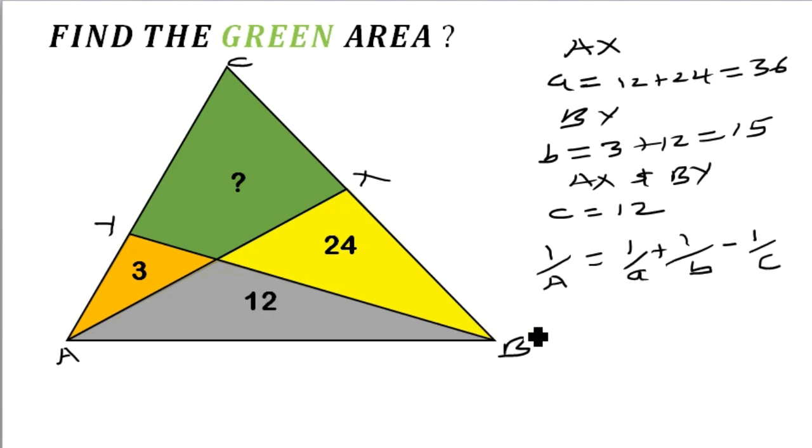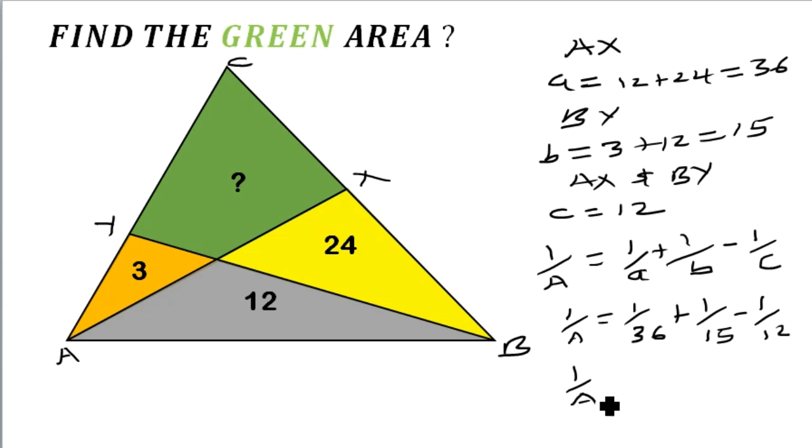which is 1 over C. So if you do the substitution, we have 1 over area is equal to 1 over A, and A we found is 36, plus 1 over B, and B we found to be 15, minus 1 over C, and C we found to be 12. So what do we get? 1 over 36 plus 1 over 15 minus 1 over 12 will give you 1 over 90. If you cross multiply that, you will get the area to be equal to 90.